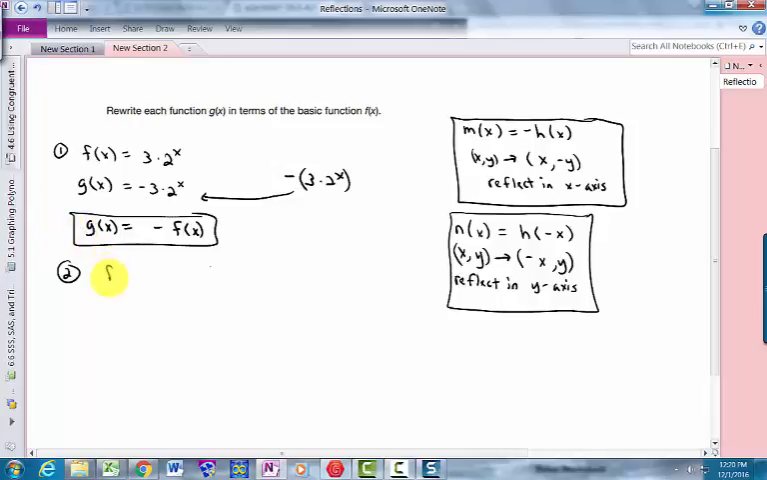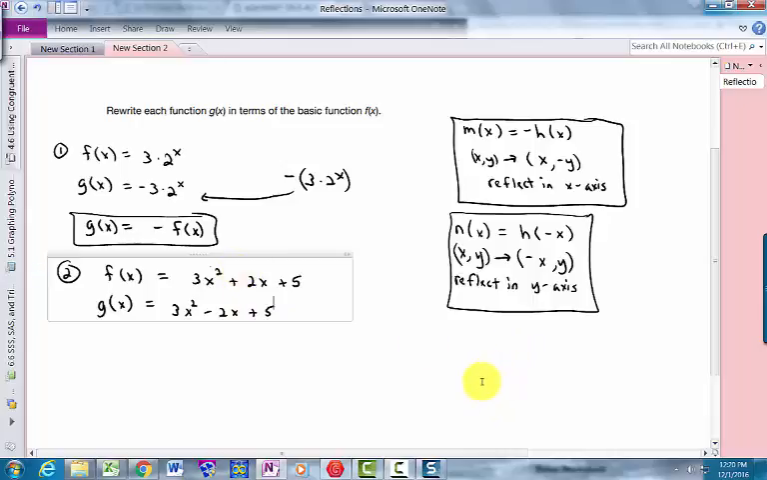All right, let's try another one here. So we're going to take f of x is equal to some long function like so, and g of x is equal to 3x squared minus 2x plus 5.